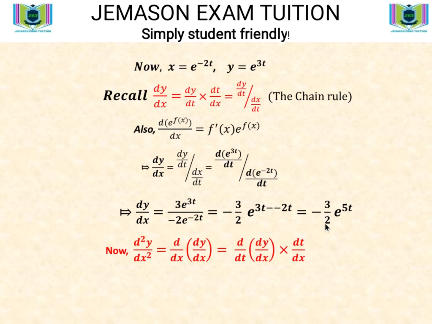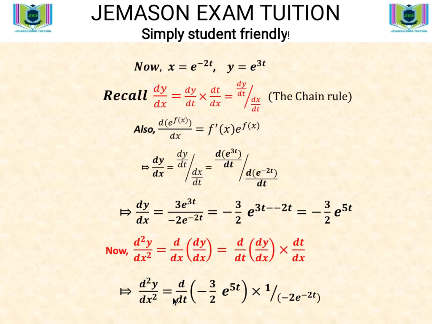Since it is in terms of t, we have to start by differentiating with respect to t and then multiply by dt/dx according to the chain rule. So in the next step, we get d squared y over dx squared equals d/dt of negative 3 over 2 e to the 5t. That's the first derivative that was in terms of t.